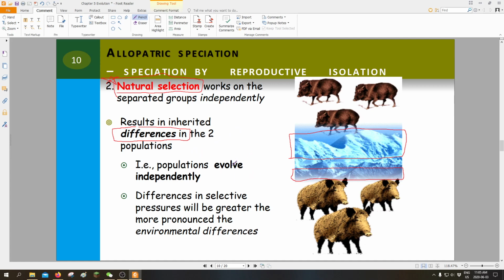That is, the populations evolve independently because they adapt to their environment separately, because those environments are different from each other. So if the selective pressures or the environmental differences are much greater, then the differences between these 2 populations are also going to be much greater. That makes sense because if the environments were very similar, then the populations of, for example, these boars would also be very similar. But if the environments are very different, then the boars would also be very different, because natural selection would say that different advantageous traits would be better in the different separated environments.